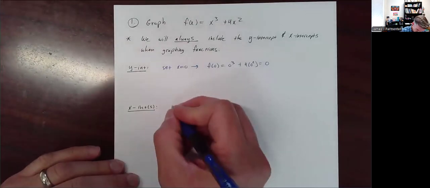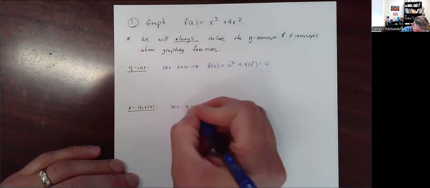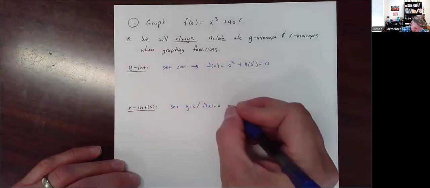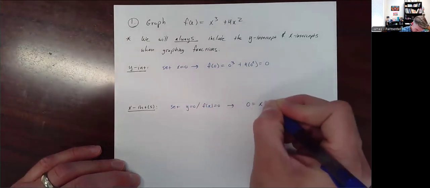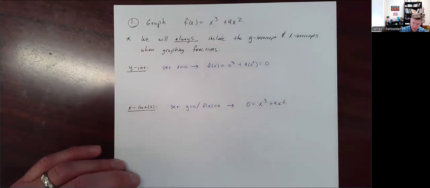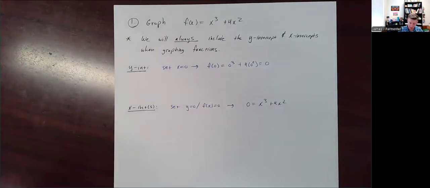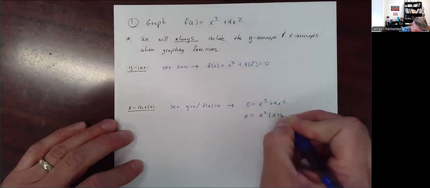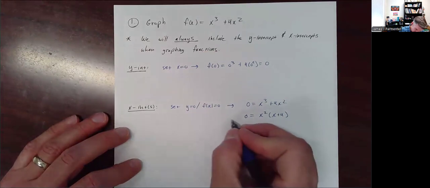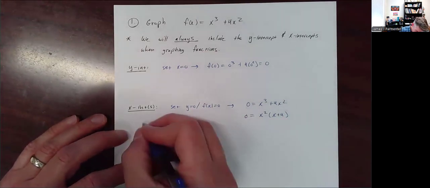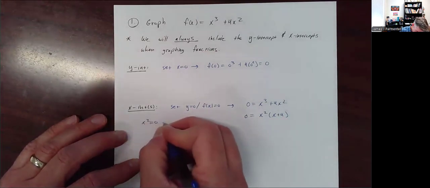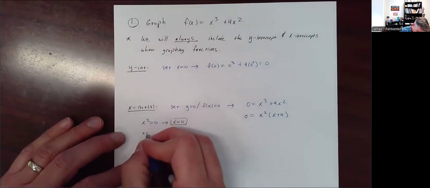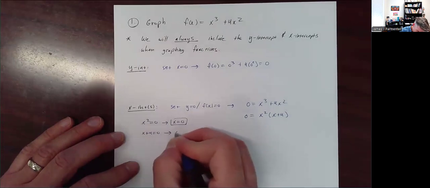To find the x-intercepts, we're going to set y equal to 0. Or if you prefer, you can say you're setting the function equal to 0. Kind of the same thing. So if we do that, we're going to have 0 equal to x cubed plus 4x squared. And the way we typically solve something like this is we factor as much as possible. So on the right-hand side, I'm going to factor out an x squared to get x squared times x plus 4. And then I'm going to set each of the factors equal to 0. So I'm either going to set x squared equal to 0 to get x equal to 0, or x plus 4 equal to 0 to get x equal to negative 4.